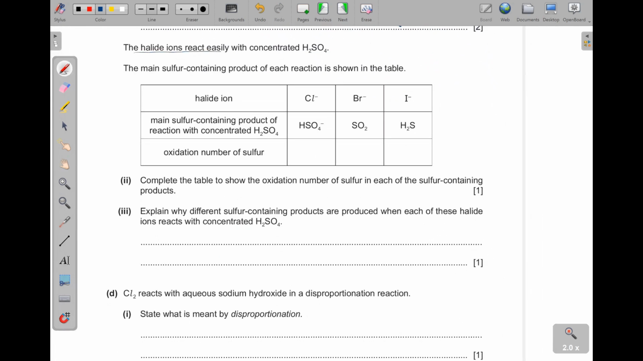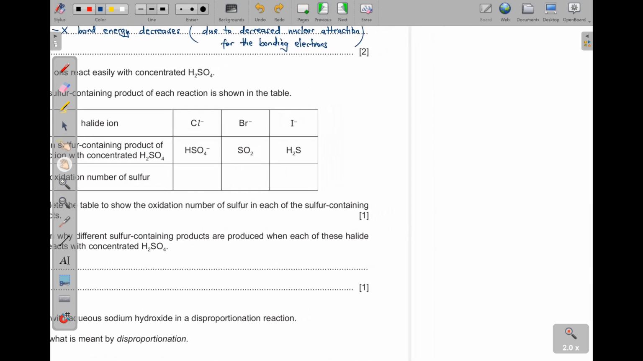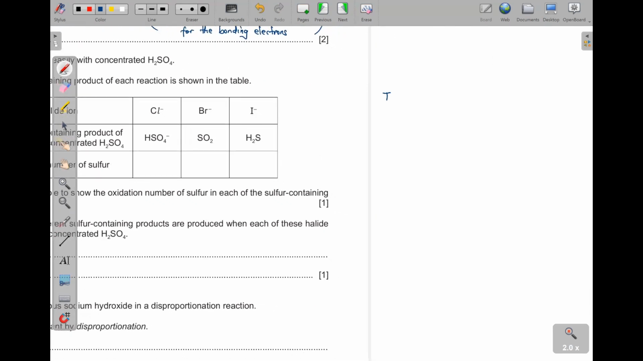Then here they are saying the halide ions react easily with concentrated sulfuric acid. The main sulfur-containing product of each reaction is shown in the table. For chlorine, it is hydrogen sulfate, and then here it is sulfur dioxide and then hydrogen sulfide. Actually, for iodine, we have these three equations. Let me write them here. For iodine, you have iodine reacting with sulfuric acid. So the first reaction is acid base.